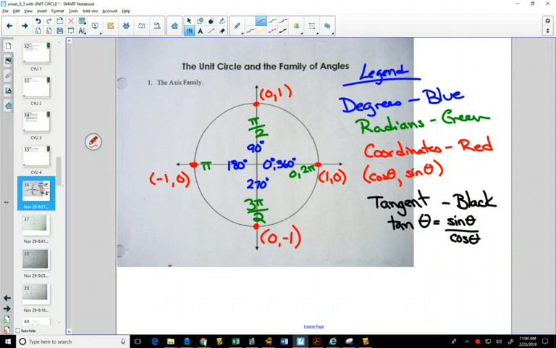From there, we can also use one of our big ideas that tan is sine over cos to figure out tan of each of these angles. So if I would do tan of 0, tan is sine over cos. 0 over 1 is 0. If I go over here and do tan of pi, again, tan is sine over cos, which is your y-coordinate, divided by your x-coordinate. 0 divided by negative 1 is 0.